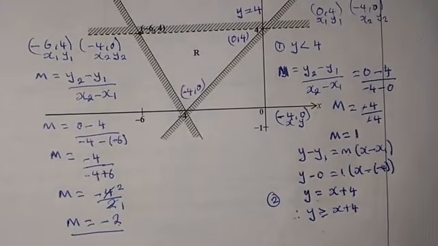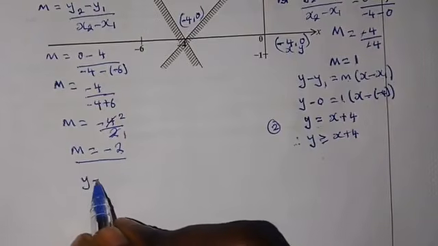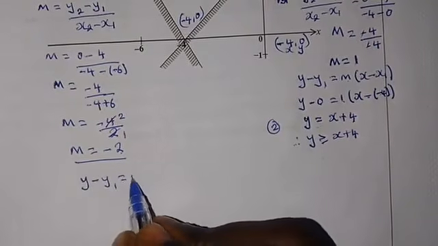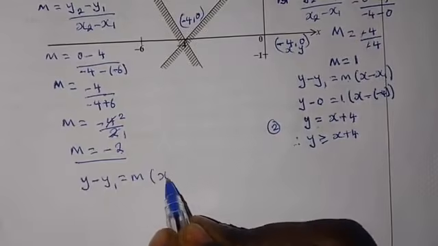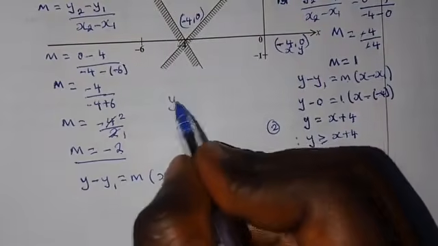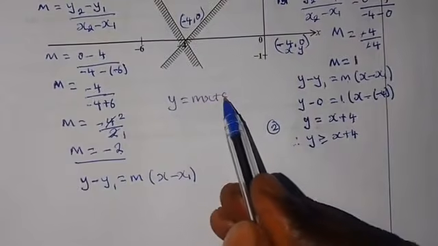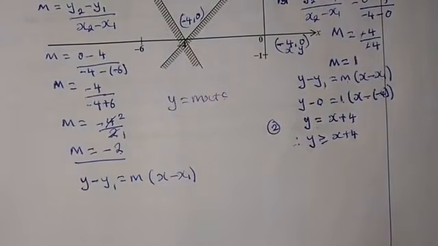Now we can find the equation of the straight line. Again, we are going to use the same formula, which is y minus y1 is equal to m open bracket x minus x1. If you don't want to use this formula, you can even use y equals mx plus c. You need to find c, then you compute using either of the coordinates, and you get the same answer.